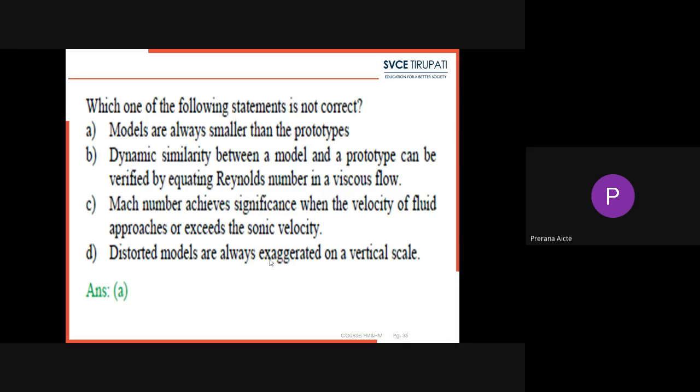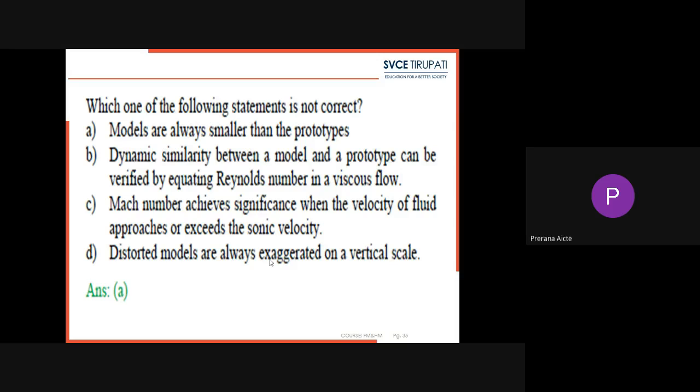Another one: which one of the following statements is not correct? So first, let's discuss. The models are always smaller than the prototype, of course, usually. So models are always smaller than the prototypes. So it's not the correct one. Why? Because models may be equal to the prototype or even larger than the prototype also. So models are not always smaller than the prototypes.